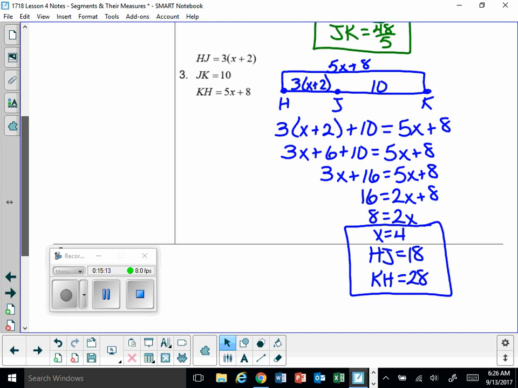Number 3 was a little easier because x came out as a very pretty whole number, making it much easier to substitute in and solve for the length of HJ and the length of KH. So take a minute and write a summary. Make sure you include the segment addition postulate and the appropriate vocabulary in your summary.